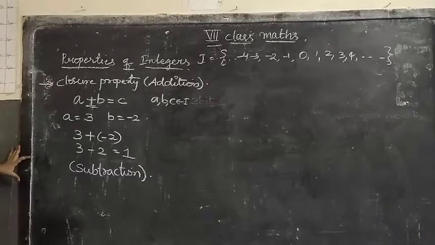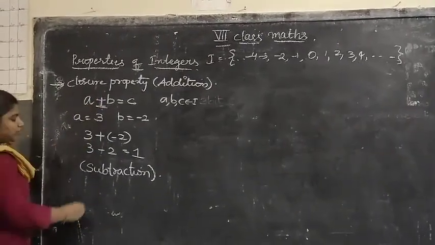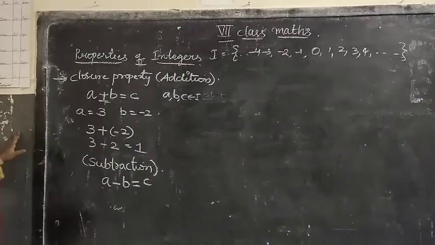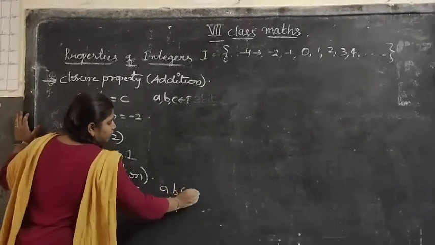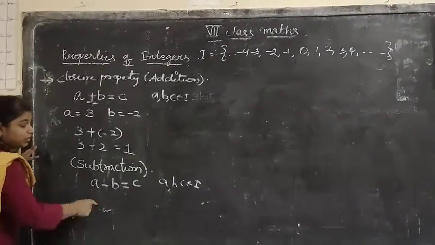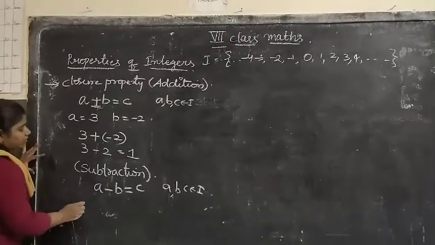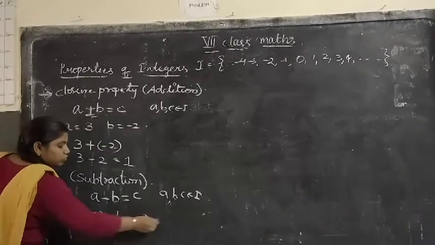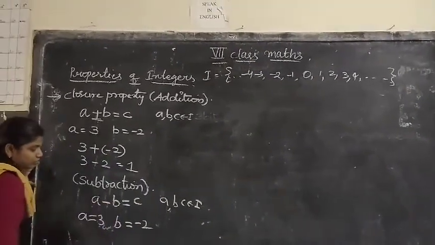Next is under subtraction. So what is the general form? In place of addition, we have to keep subtraction. A minus b is equal to c. Again here also a, b, c belong to integers. A value will take an integer, b value will take an integer. Whether c value will be an integer or not, we will see now. So again I am taking the same values. A value is 3, b value is minus 2. Just substitute in a and b values now.